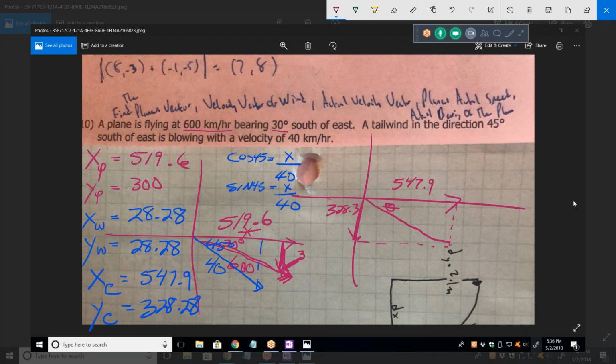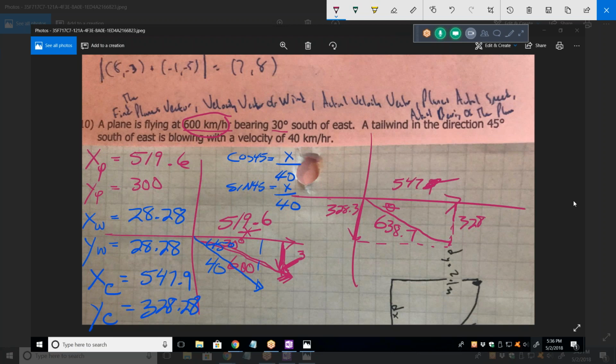Notice this triangle that I have drawn here. That's 328. Let's just round everything off. Okay, let's go ahead and figure out the hypotenuse. Go ahead and figure that out. I got 638.7. So that's going to be the speed of the airplane. It was only going 600, but the wind's helping it, so it's going a little faster.